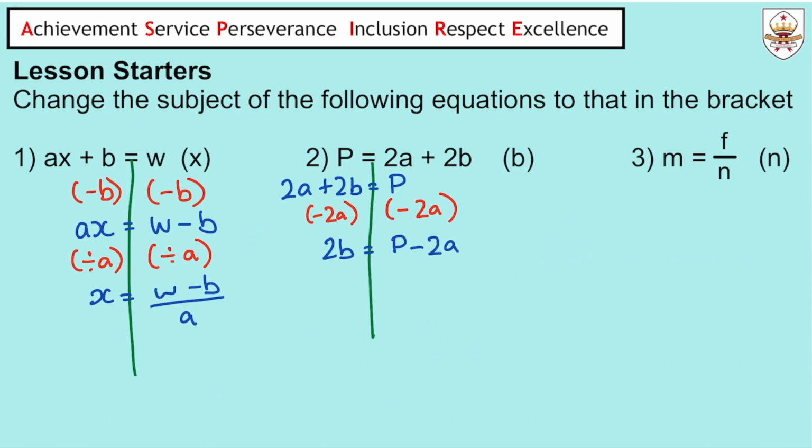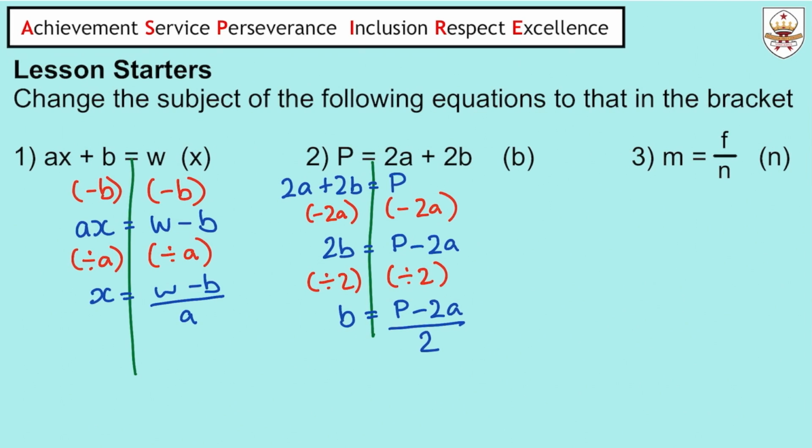And finally, we've got b times 2, which gives us 2b. So we're going to divide by 2 on both sides. That gives us b is equal to P minus 2a all over 2. Okay, now let's look at question number 3.